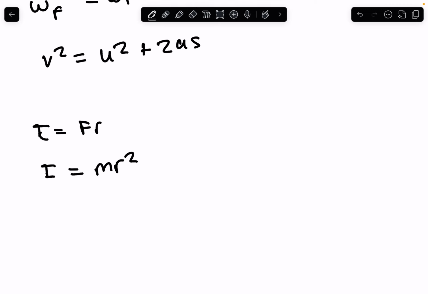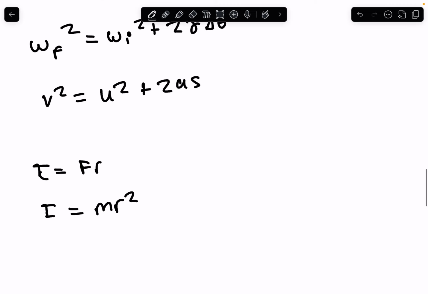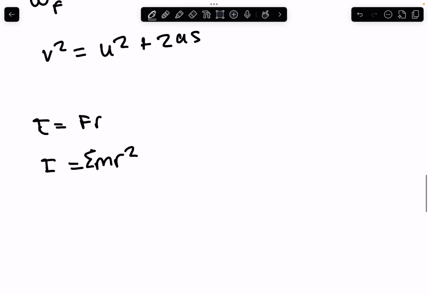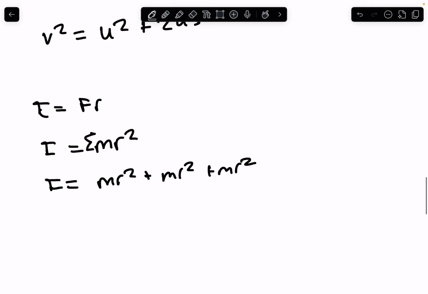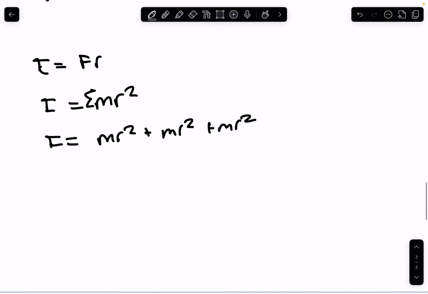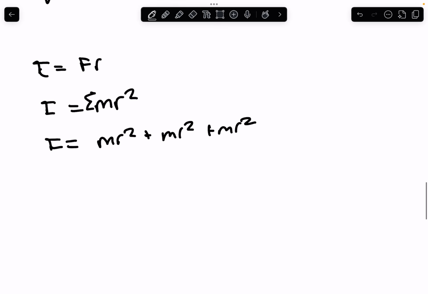A rotating object might have many moments. So we have sigma, showing that the moment of inertia in total is the sum of the moments of inertia, or I equals mr squared plus mr squared plus mr squared again. However many objects you have, each one will have its own moment of inertia. So don't add up the masses and multiply by the radius squared. This will give you the wrong number. You have to calculate the moment of inertia of each object separately, then add them at the end.